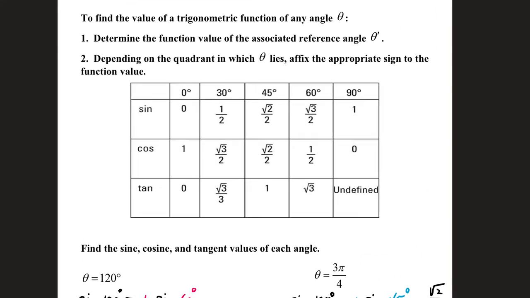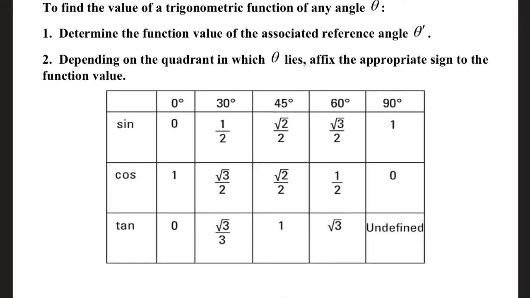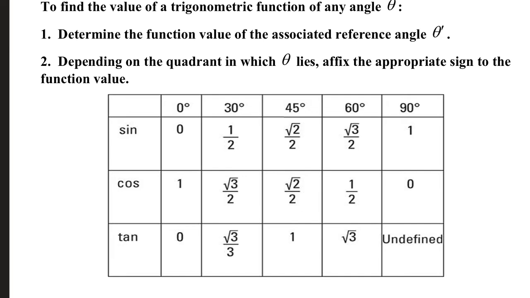Now, using our information from the previous videos where we looked at the signs of different trig functions, this chart down here we've seen before. It's a summary of the 3 main trig functions that we use a lot, and their acute angles and their values. So to find a value of a trigonometric function of any angle, determine the function value of the associated reference angle. And that's what we just did above, theta prime, finding reference angles.